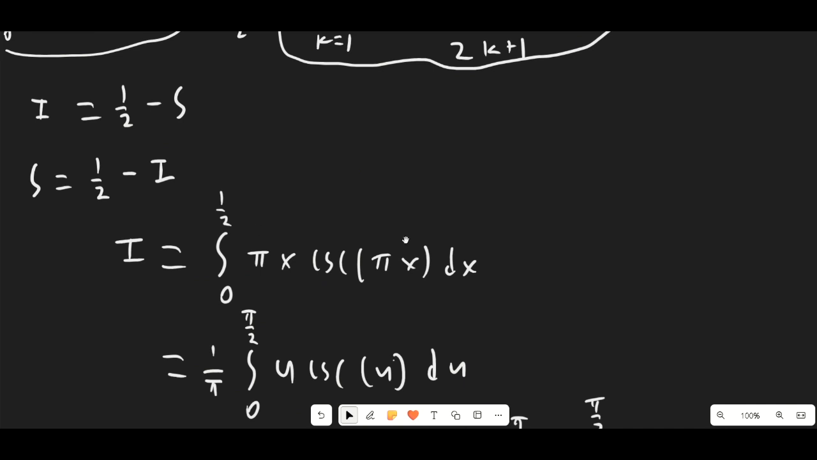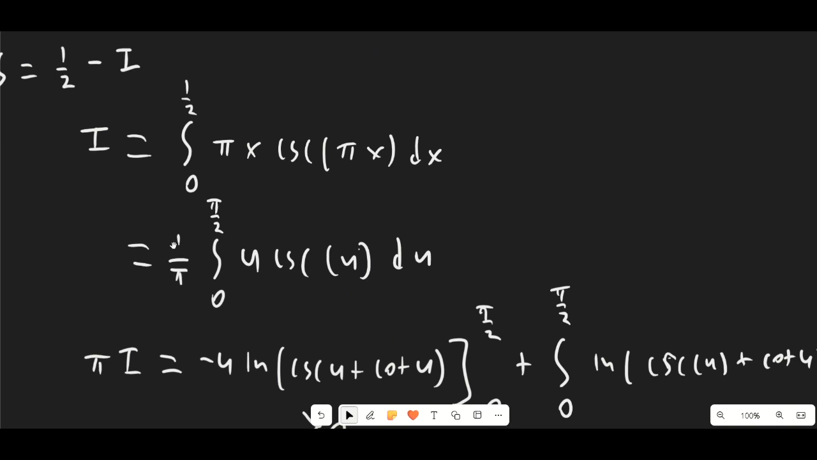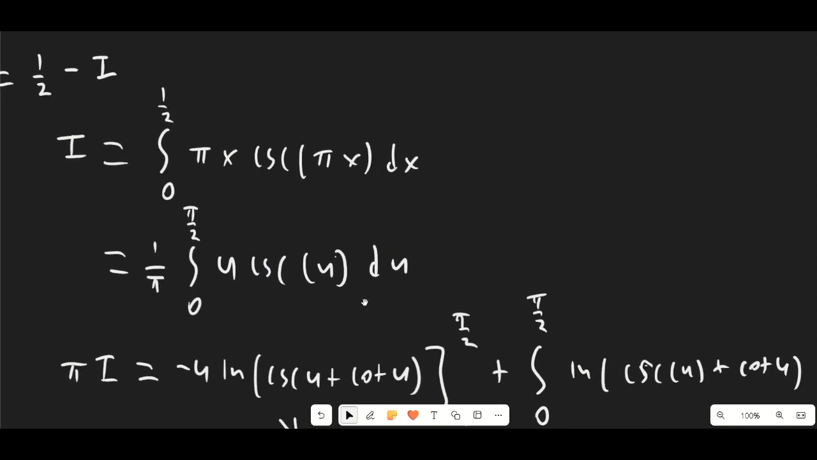Now, first step is pretty obvious. We're just going to substitute u equals pi x. So we're going to end up dividing by 1 over pi, or dividing by pi. And we can just solve for pi I instead, and then divide by pi at the end. So we have u cosecant of u du.